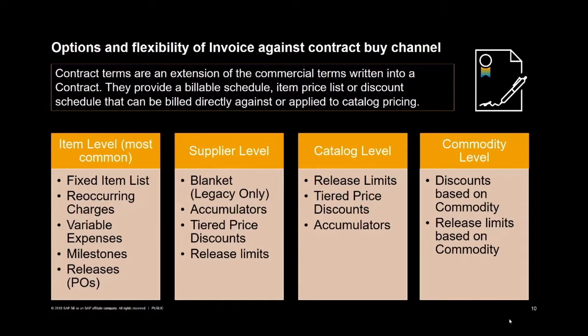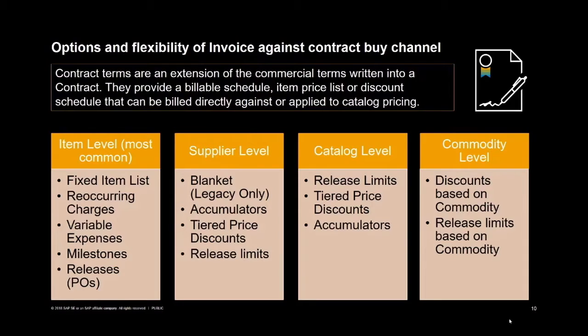We don't use this much anymore. It was used as a legacy true blanket agreement, so to speak, and it kept track of accumulators, tiered price discounts, where if you spent $1 million, it would then apply maybe a 2% discount or something like that, and it could keep up with release limits as well. That one's not used as much anymore, but is still an available option if needed.